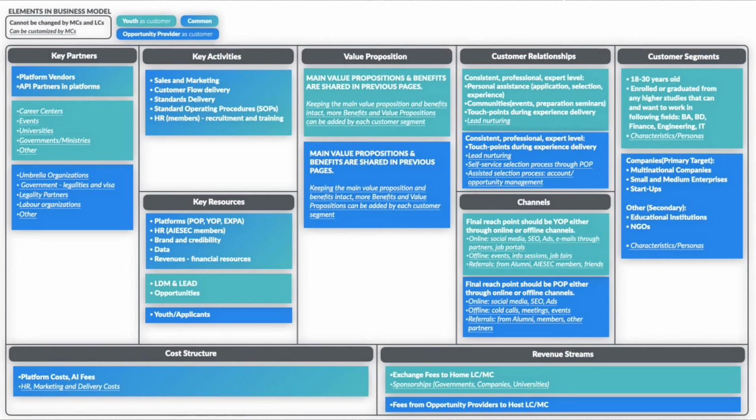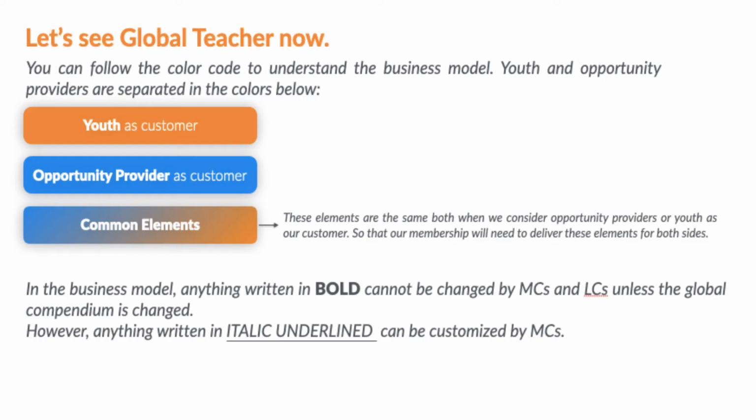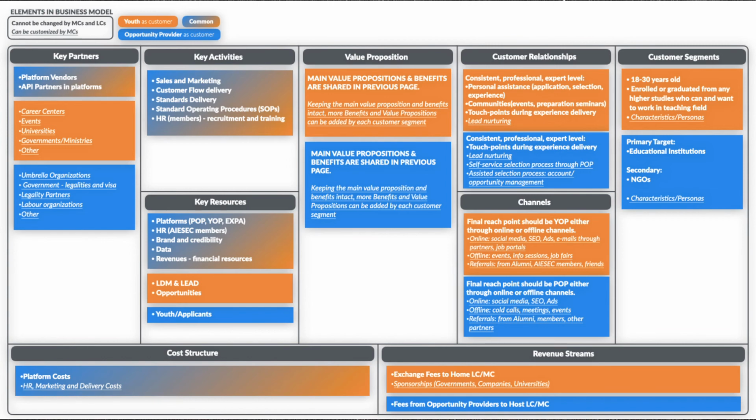So this is how oGTe works, the business model for oGTe. Same way, the color scheme's a little bit different, but this is how it looks for oGTe. Okay, very simple. If you like, you can read it, and it's really interesting to know, and very helpful in your life in the future, not only in AIESEC.